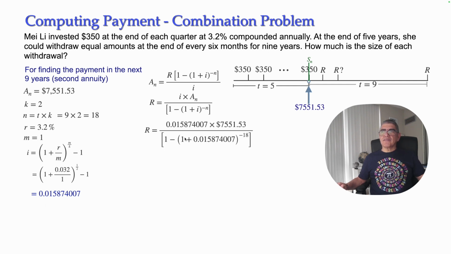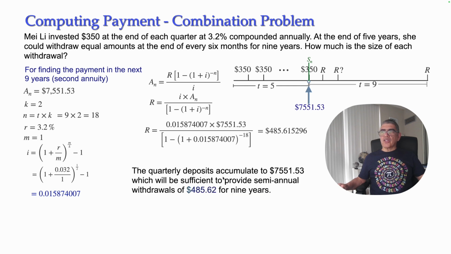I put everything in the formula. This An is now 7,551.53. And this n is negative 18. Use again your calculator, and you will notice that the final answer will be 485.615296. Rounded to 2 decimals, it will be 485.62.